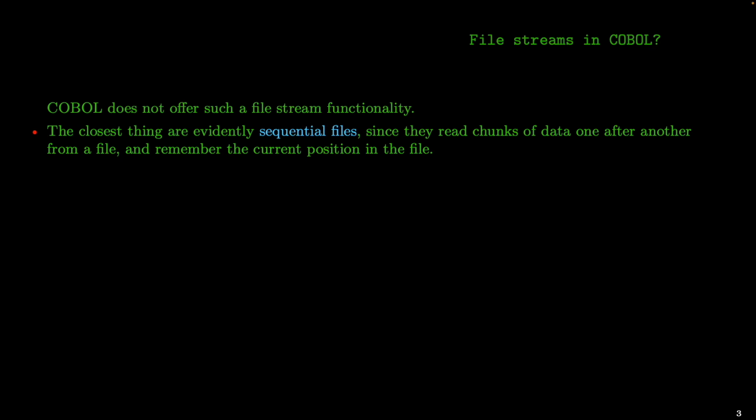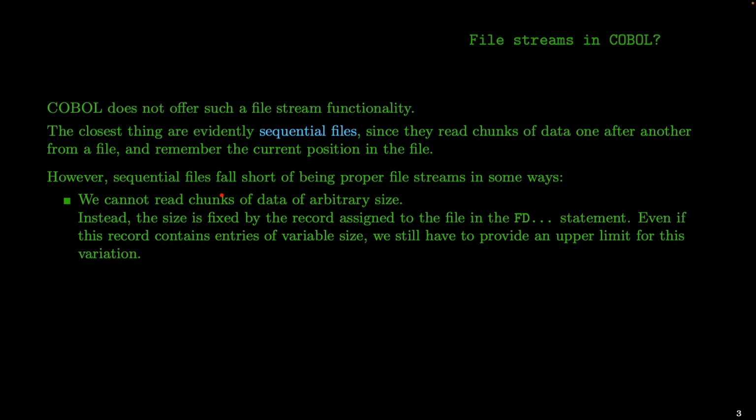If you remember chapter 5 of my course, then you might think that sequential files more or less do what we just discussed, and they are indeed the closest thing that we have to file streams in COBOL, because they do read chunks of data one after another, and they do remember the current position in the file. But there are some shortcomings of sequential files which do not make them proper file streams. First, we cannot read chunks of data of arbitrary size.